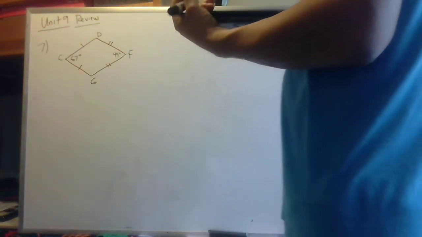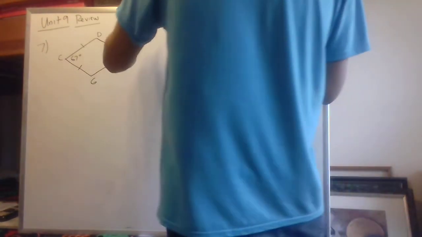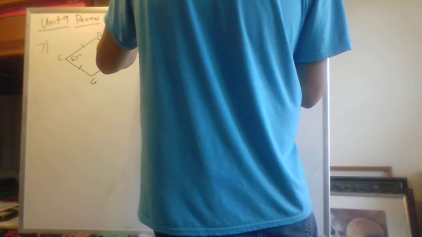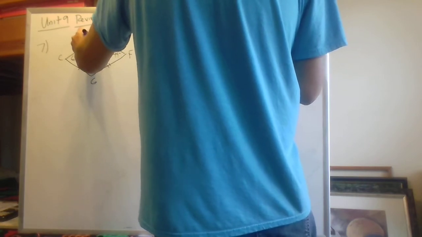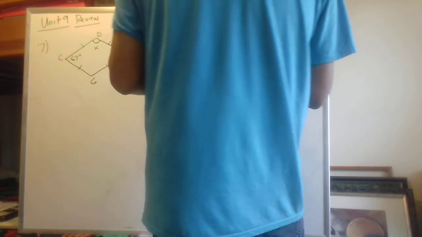All right. So number 7, right here we have a kite. It says that C, D, F, G is a kite. It's 67 degrees at C, 49 degrees at F. And those two sides, CD and CG, are congruent, and DF and GF are congruent. And it says find the measurement of angle D. So it's this measurement. So I'm going to label that as X. We don't know what it is.